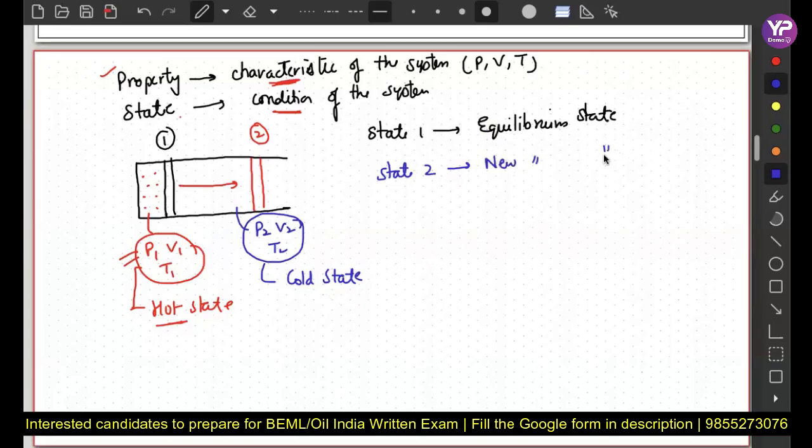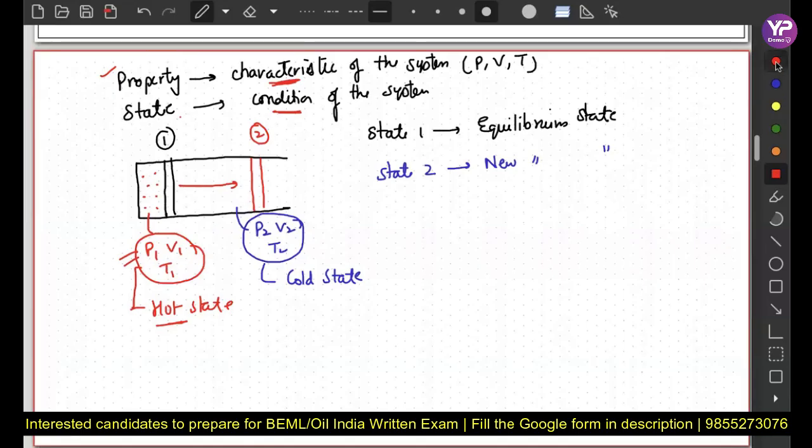Now, what is the meaning of thermodynamics? Thermodynamics deals with the equilibrium states when the system is changing its state from one equilibrium state to another equilibrium state. We don't deal with non-equilibrium states here. We always deal with equilibrium states.